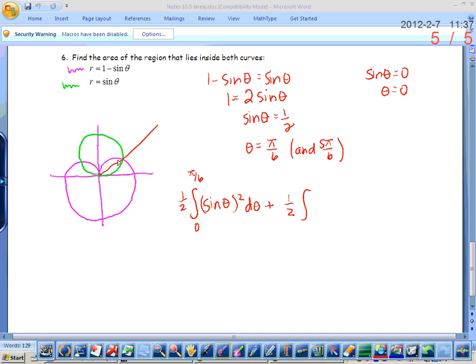Okay, and then when I switch over to the purple graph, I'm going to integrate from pi over 6, that point of intersection, to where? Pi over 2, right. And I know it's pi over 2 because on the purple graph, this is where theta equals 0, and then it's where it hits pi over 2 is right there. And that just gives me half of what I'm really looking for, so I have to multiply the whole thing times 2.